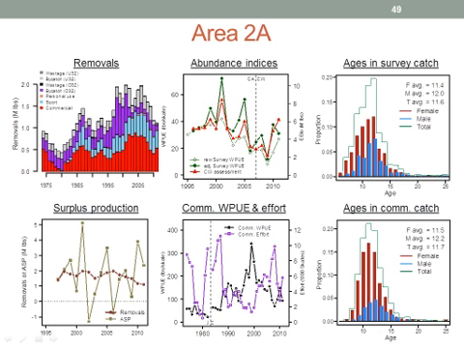You get an indication of the ages of males and females in survey catch on the right, and below that the ages in the commercial catch as well. Surplus production, which is an indicator of how much you can take from a stock and maintain a constant biomass. When surplus production exceeds removals, you should have an increase in biomass, and when surplus production is lower than removals, you'll have a decline. And then the time series of commercial WPUE and the amount of effort shown there.